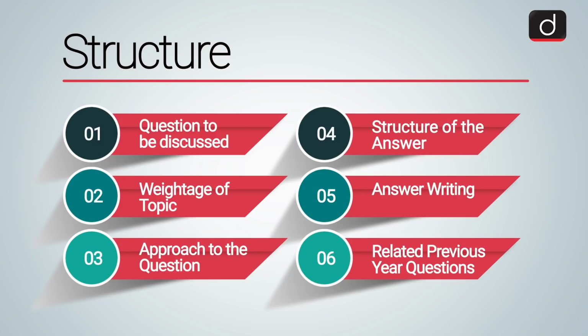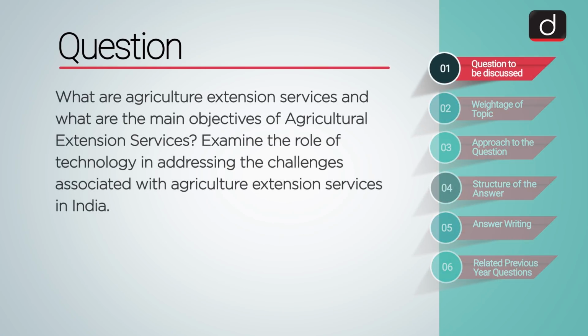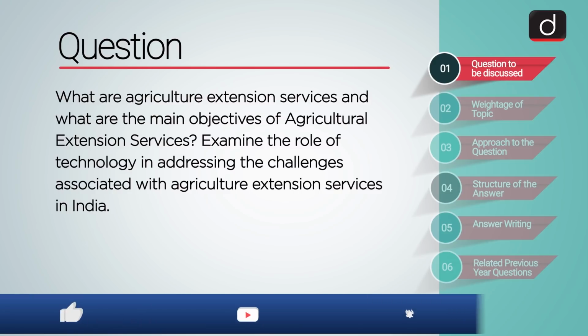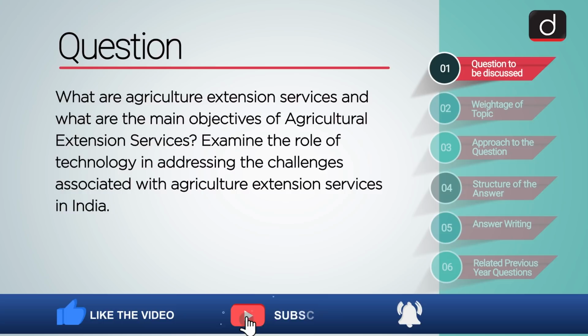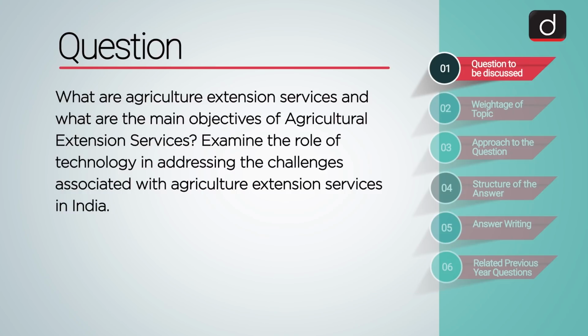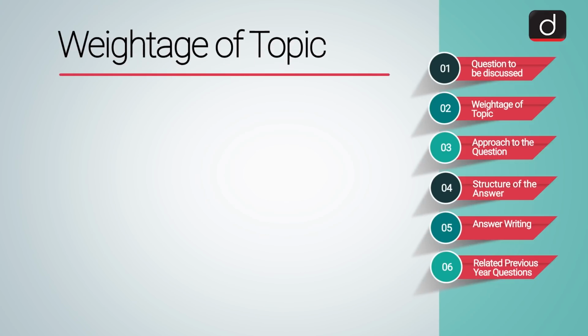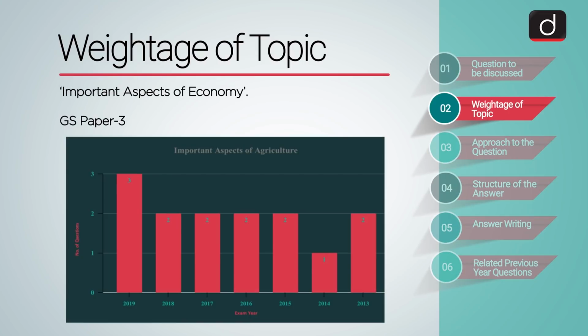Let us see the question which we will be discussing today. What are Agriculture Extension Services and what are the main objectives of Agriculture Extension Services? Examine the role of technology in addressing the challenges associated with Agriculture Extension Services in India. The question can be narrowed down to important aspects of agriculture and e-technology in the aid of farmers, that is part of GS Paper 3. The importance of the topic over the years can be assessed from the graph displayed.